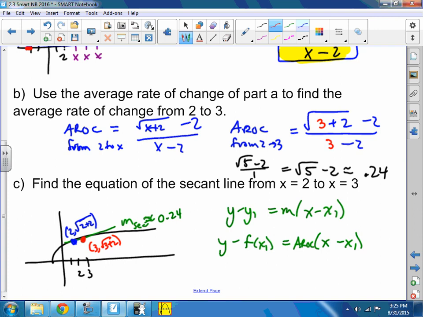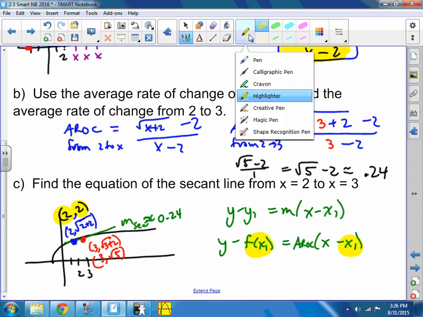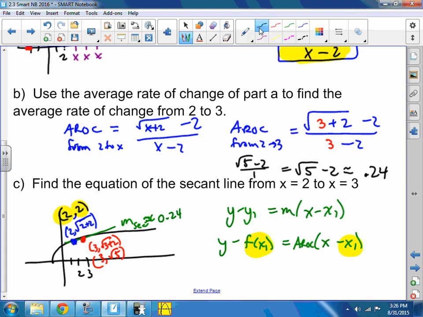I'm going to go ahead and use this first one, 2 comma root 4, because root 4 simplifies. Root 5 doesn't. So instead of 3 comma root 5, I'm going to use 2 comma root 4, or 2, 2. Those are my x1 and my y1, or you could say my x1 and my f of x1. So I'm going to take these two values and put those in for my x1 and my y1. See? Alrighty, so we have y minus 2 equals, and then something times x minus 2.